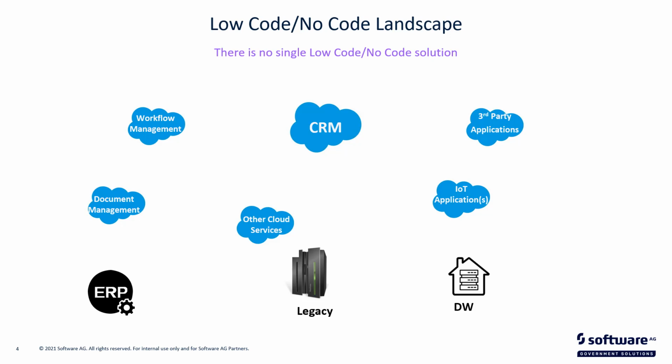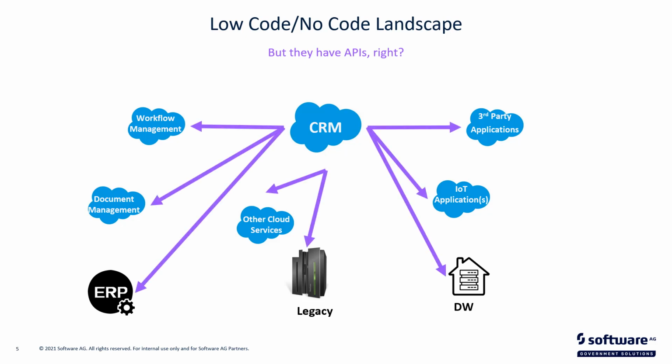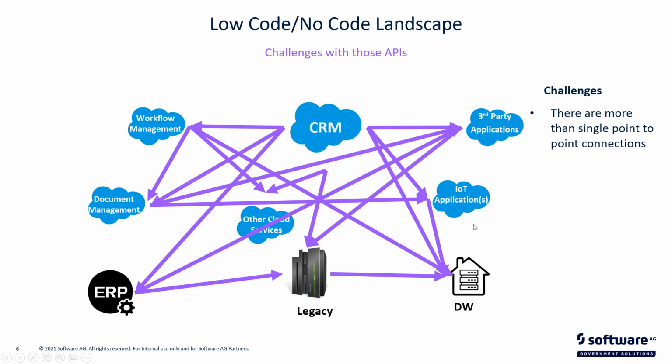But now I'm going to have to start to connect these systems together. But they all have APIs, right? So it's no big deal. I can connect my CRM to my ERP, to that workflow management, to that system ticketing, to those third-party applications that support web services. It sounds simple, right? But there are challenges to that. The first thing is that there's really more than a single point-to-point connection. I need to start to connect those systems together across those different applications.